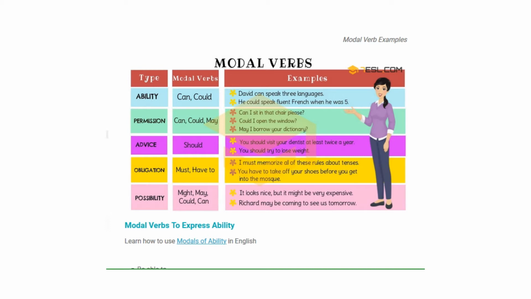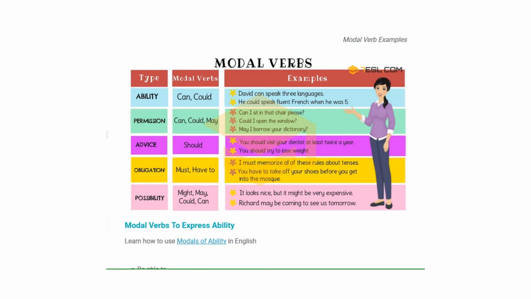Permission, we use can, could, may. Can I sit in that chair, please? Could I open the window? May I borrow your dictionary? We have advice too, we use should. You should visit your dentist at least twice a year. You should try to lose weight. Obligation, we have must and have to.